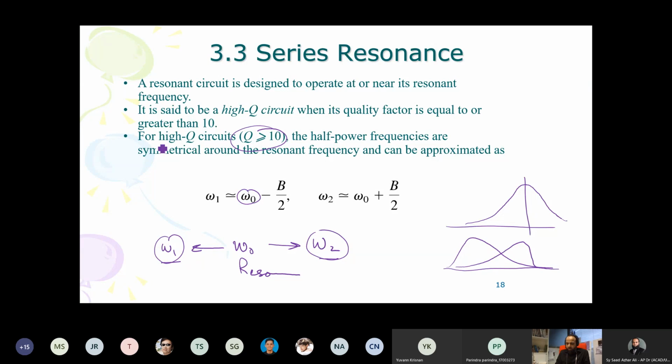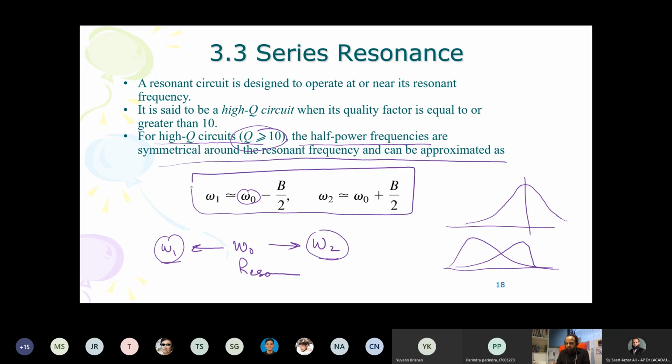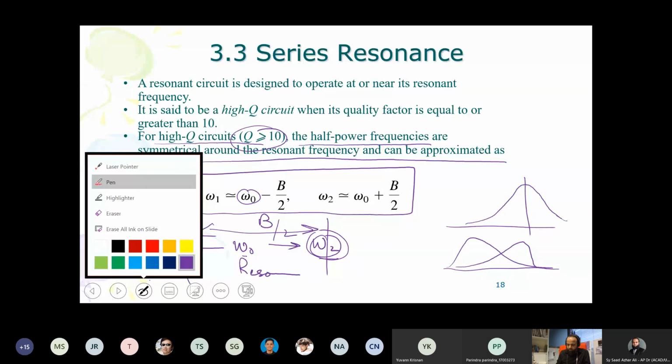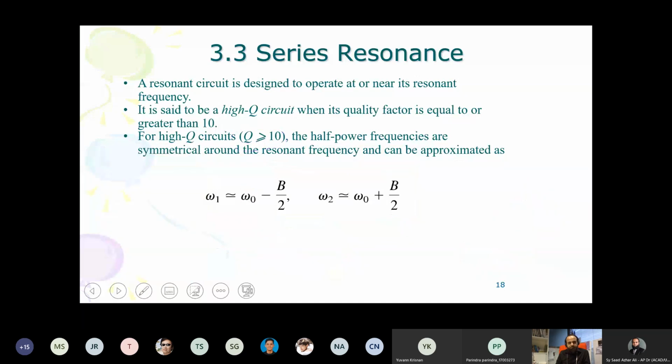Okay, so for high Q circuits, the half power frequencies are symmetrical around the resonant frequency and can be approximated almost like this. If you remember that this distance is B, then omega 2 is omega naught plus B upon 2, and omega 1 is omega naught minus B upon 2, from both sides. Is that clear?